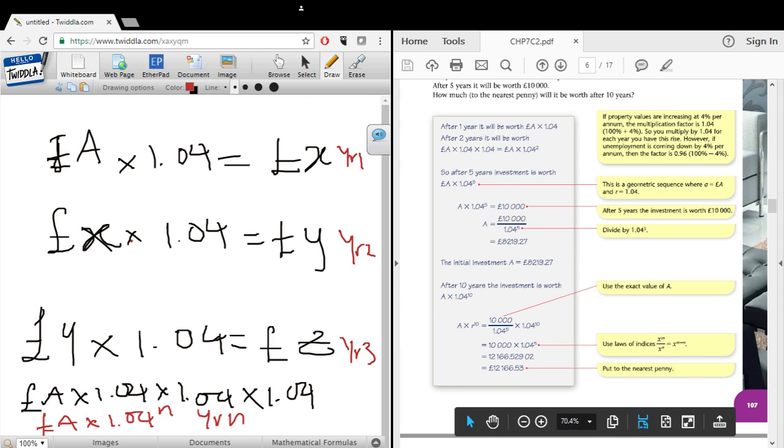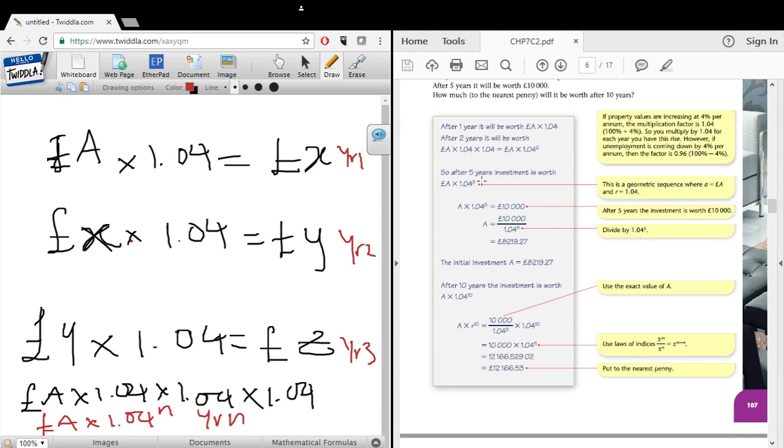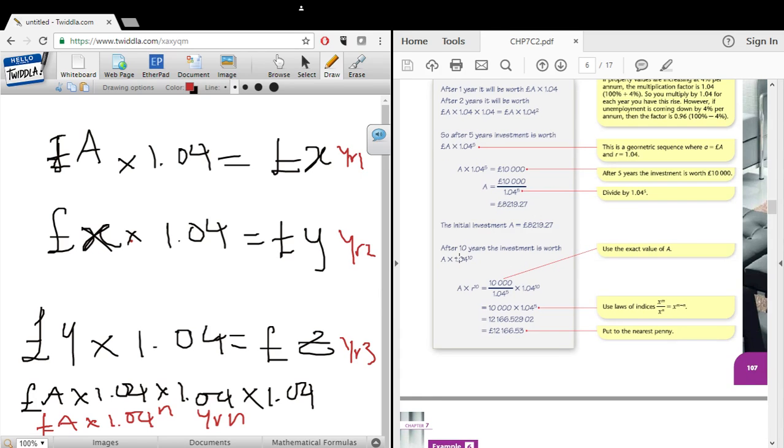And so you can see that they've done this here. They say A pounds multiplied by 1.04 to the power of 5 is going to be worth 10,000. We already said that. So now all it's done is simple rearranging, and through that we get this. The initial investment of Andy, which was A, is equal to £8,219.27.